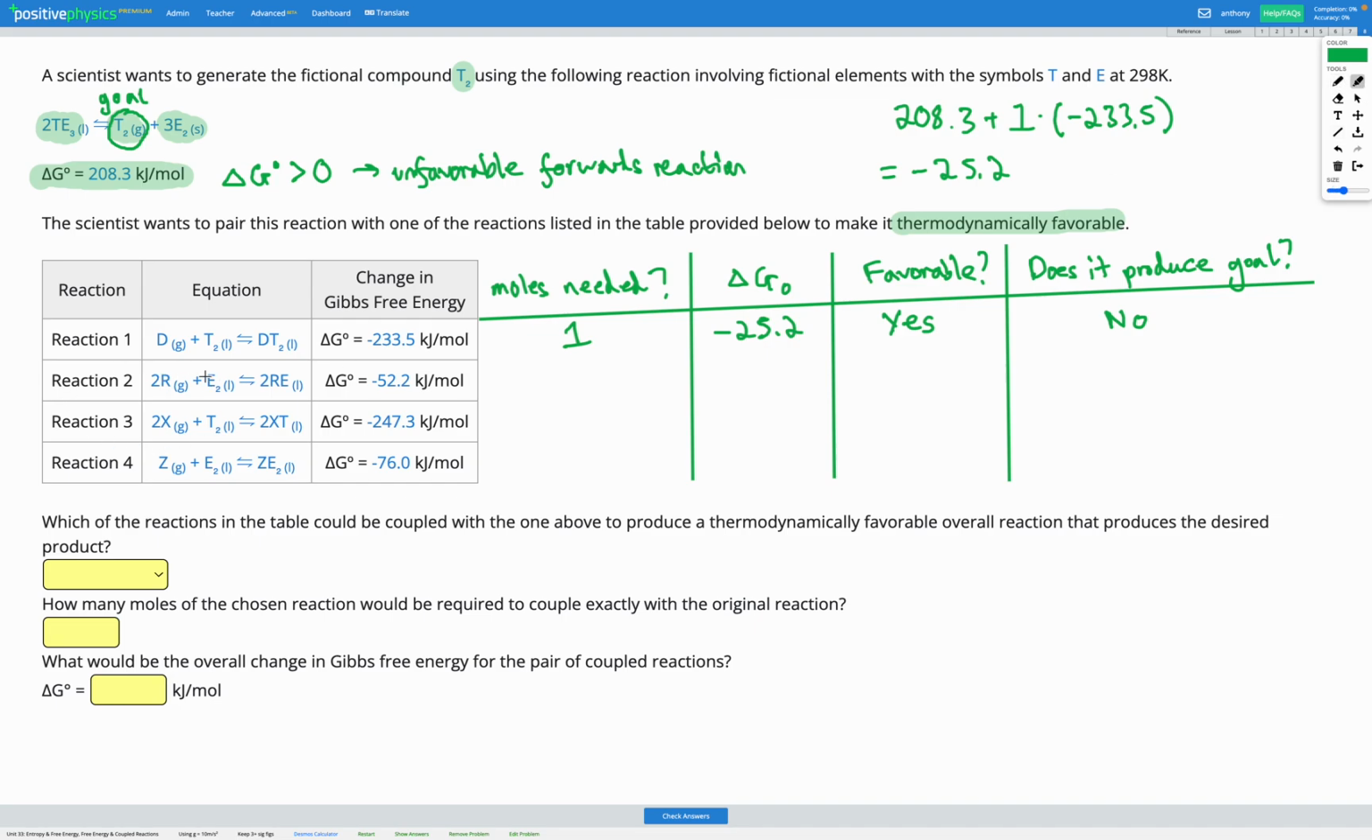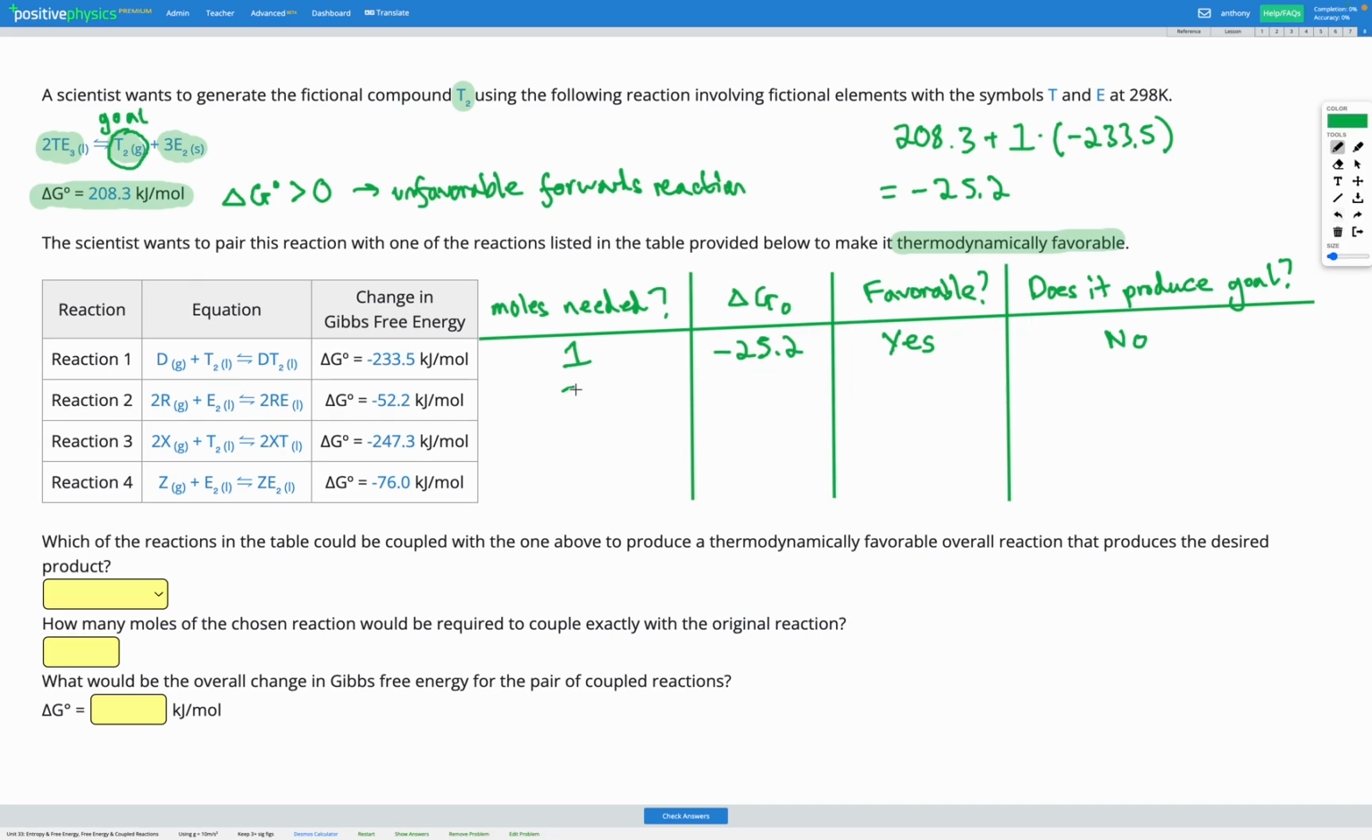Now let's look at reaction 2. In reaction 2, we're going to be using up the E2 from our reaction by reacting it with R to form Re. So if we look here, we produce 3 moles of E2 in our reaction here. But reaction 2 only has 1 mole of E2 used up. So we would need 3 moles of reaction 2 in order for this to couple perfectly together. So what would our delta G naught be if we had 3 moles of this reaction coupled with our given reaction?